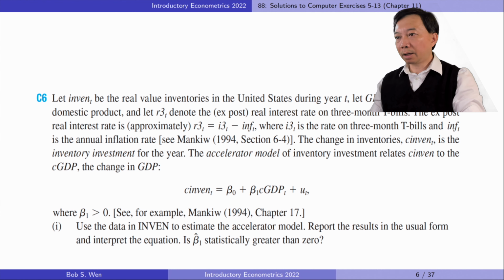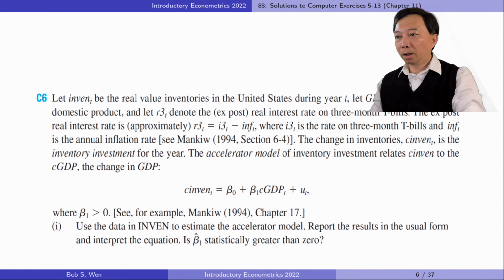Let's do computer exercise 6. Let invent be the real value of inventories in the United States during year t. Let GDP denote real gross domestic product, and let r3 denote the ex post real interest rate on 3-month T-bills. The ex post real interest rate is r3 equals i3 minus inf, where i3 is the rate on 3-month T-bills and inf is the annual inflation rate.